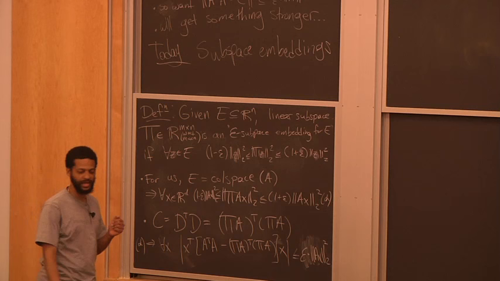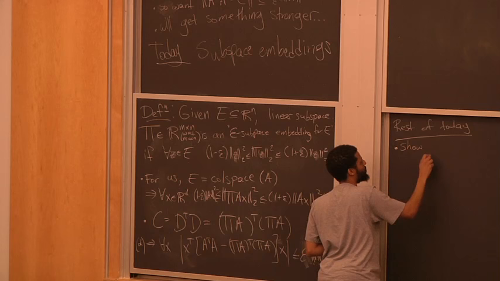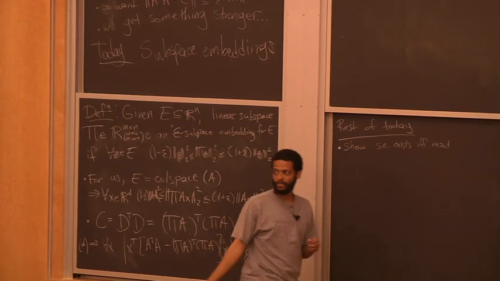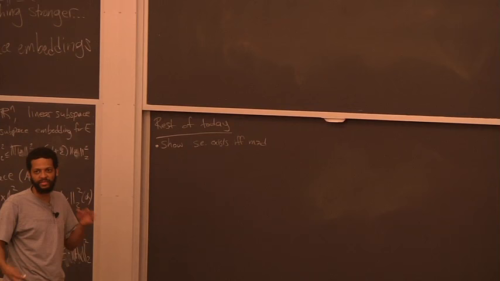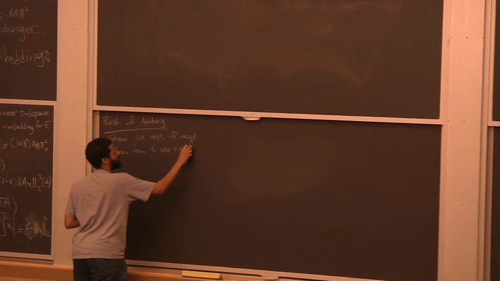So let me write down the rest of today. First, we're going to show that a subspace embedding exists for non-trivial epsilon if and only if m is at least d. So you can't have a subspace embedding with fewer than d rows, and you can have a perfect subspace embedding with d rows. Then we'll show how to use subspace embeddings for, say, least squares regression.